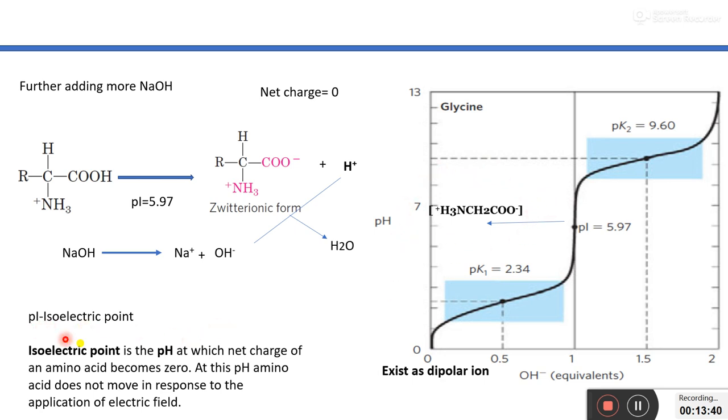So isoelectric point can also be defined as the pH at which net charge of the amino acid becomes 0, and at this pH amino acid does not move in response to the application of an electric field, right? So in the latter part of my presentation I will explain how you can calculate the isoelectric point of a particular amino acid if you are given the two pKa values.